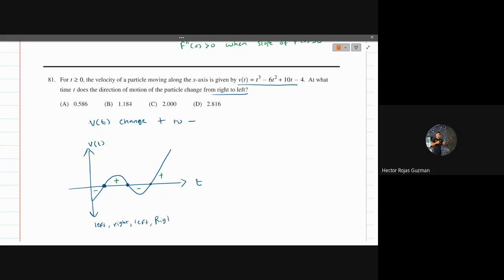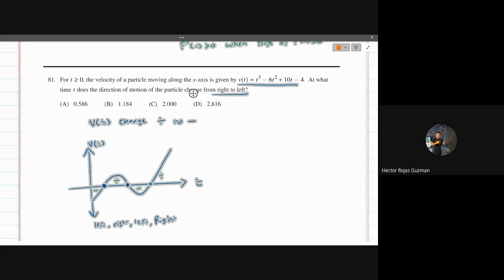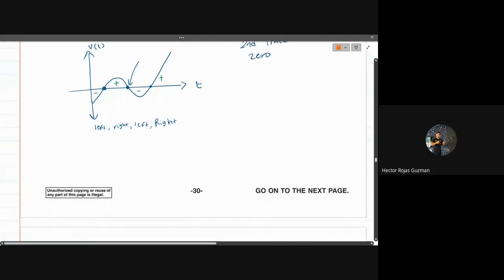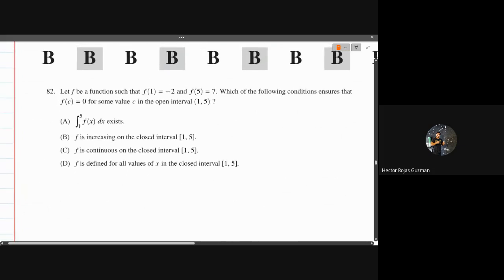We want to figure out the time when the particle changes from right to left, which is, let me fix this real quick, which is this value, right? Second trace, zero. You're going to have to get a left bound, get a right bound, but the answer here is 2.